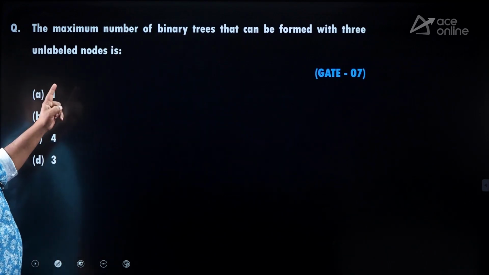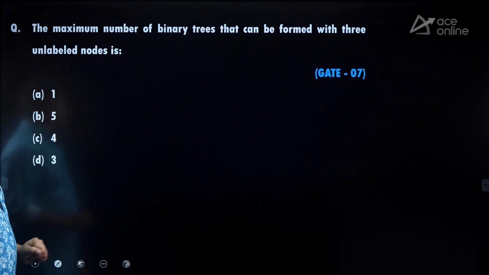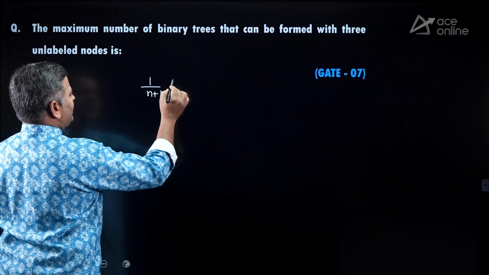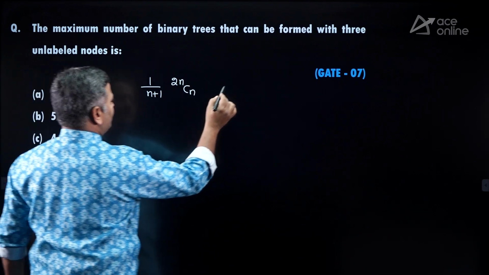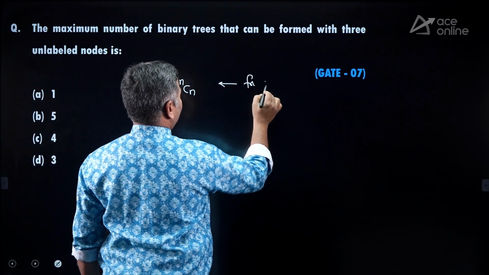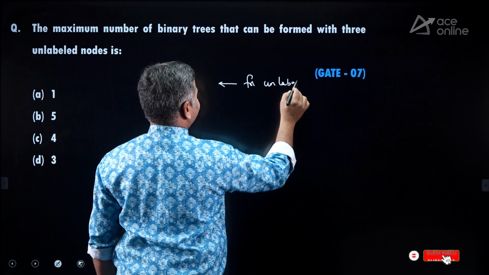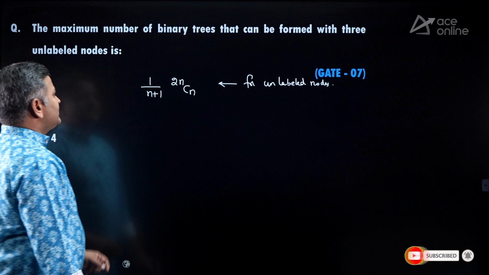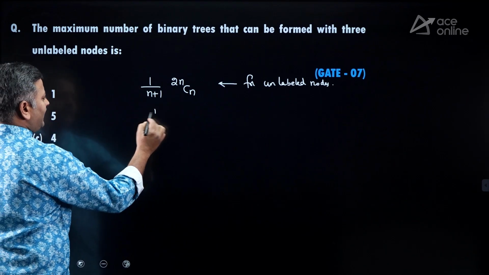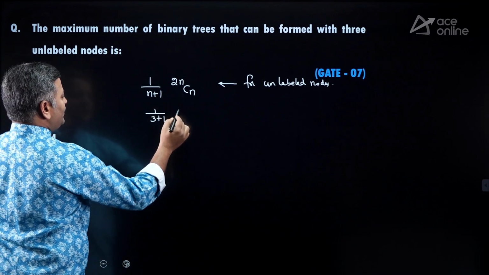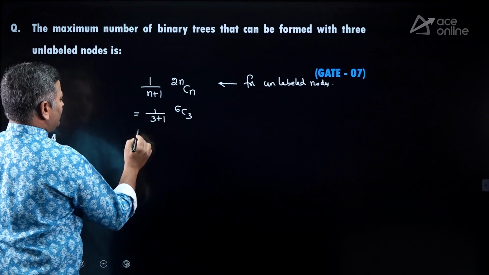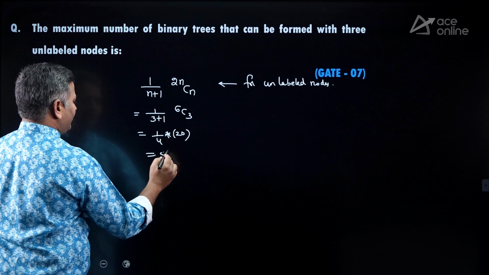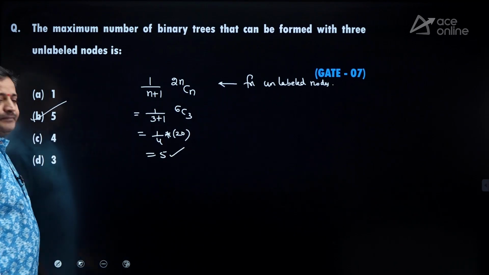See, the maximum number of binary trees that can be formed with 3 unlabeled nodes. Whenever they are asking about unlabeled nodes, we can use 1 by n plus 1 into 2n C n for unlabeled nodes. Therefore, substitute n equal to 3 here: 1 by 3 plus 1 into 2 into 3 C 3, that is 6 C 3 equals 20, so 1 by 4 into 20 equals 5. So the answer to this question is 5, that is the correct answer. Okay.